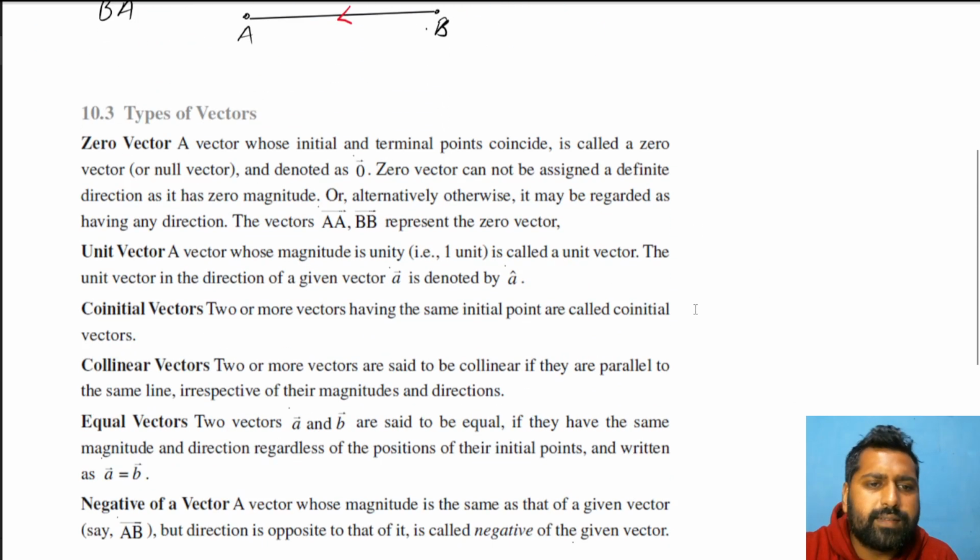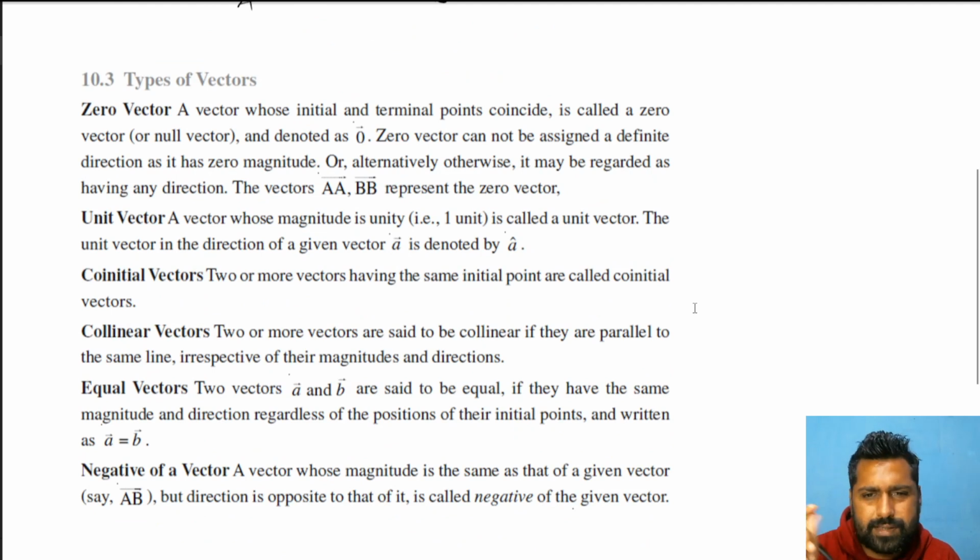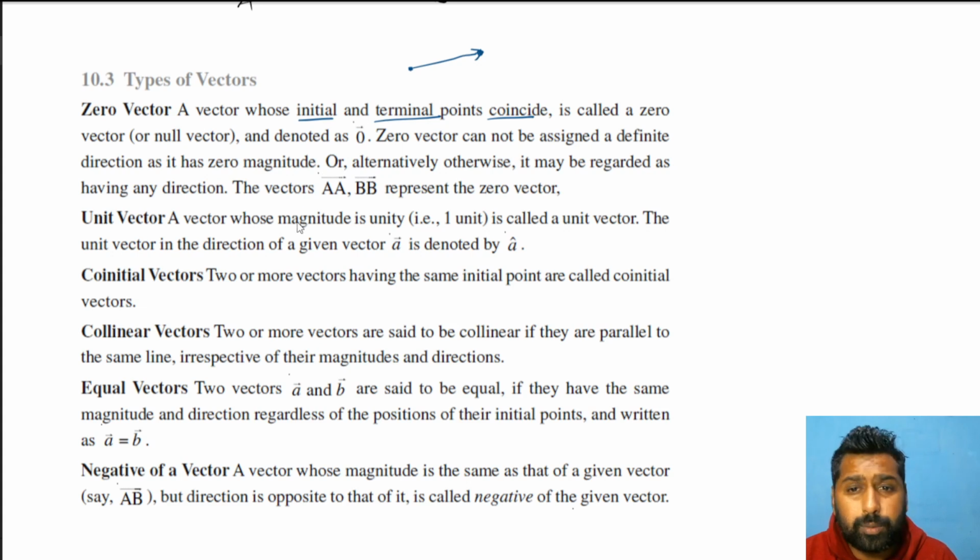So what is a zero vector? Basically, zero vector means you'll not have a length of vector. Your initial and terminal points will coincide. Let's say this is the initial point and this is the terminal point. If these 2 points are the same point, basically a single dot effectively, that will be your zero vector, or null vector.